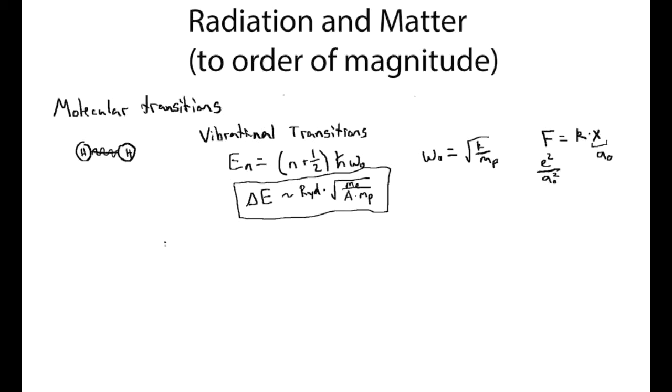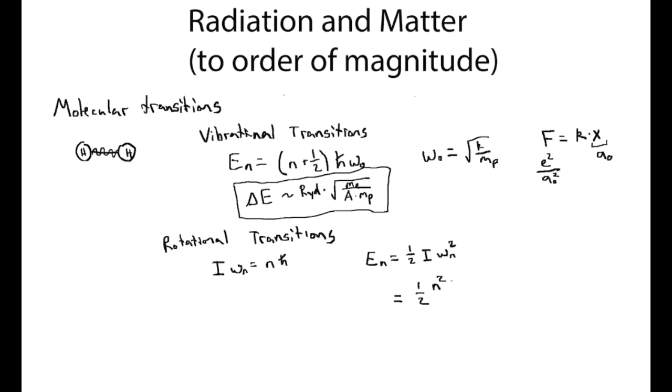Now for rotational transitions, the big thing to remember, as always, is that angular momentum comes in units of h bar. So that means the moment of inertia of your molecule times your angular frequency comes in units of n h bar. The energy of the nth state is going to be 1/2 I omega squared. So plugging the quantized angular momentum in for the energy, we get 1/2 n squared h bar squared over I.